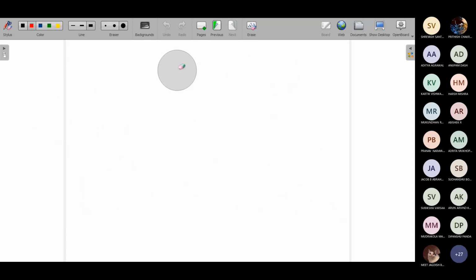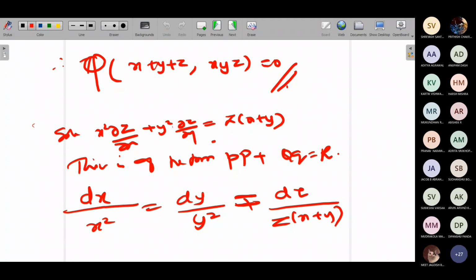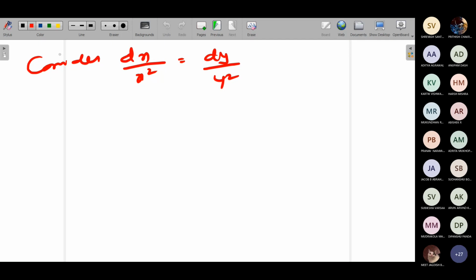Let me take the first two ratios. So consider dx by x square is equal to dy by y square. This is normal integration, so integrate this. Directly we have to integrate it, right? So it is x power minus 2 into dx is equal to y power minus 2 into dy. Integrate it and give me the answer.